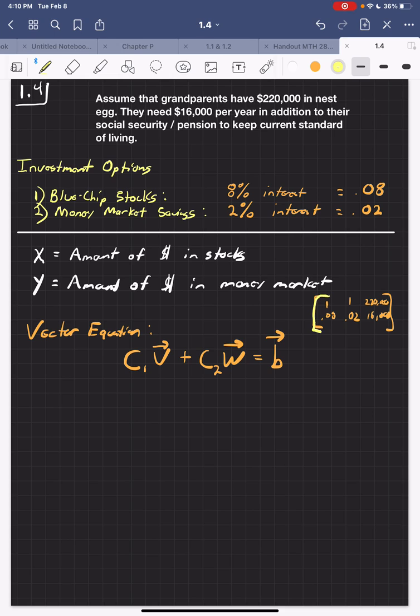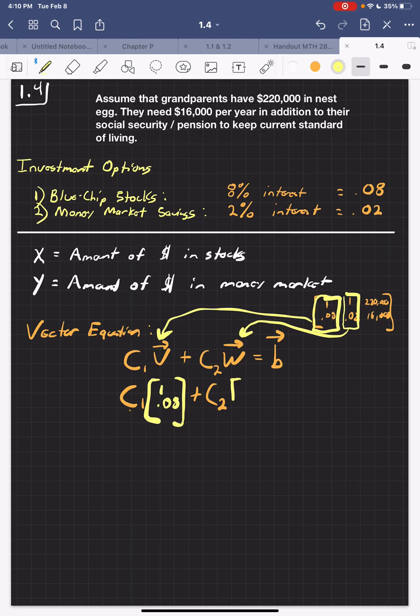Ready? So column 1 is going to be vector V. So we got C sub 1 multiplied by 1.08, okay, plus C sub 2. Oh, my apologies. Let me see if I can draw that better. C sub 2 multiplied by column 2 is going to translate into vector W. And finally, column 3 is going to translate into vector B.